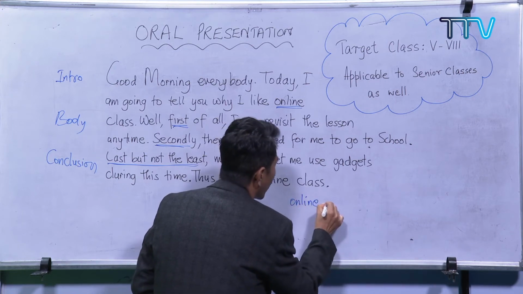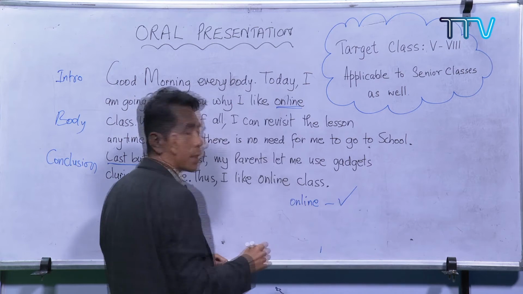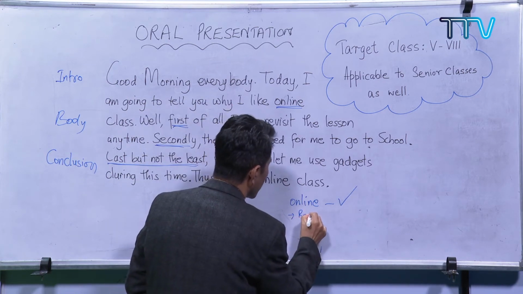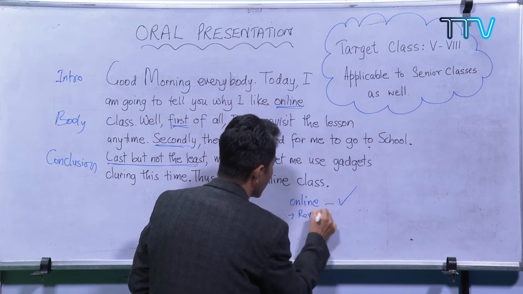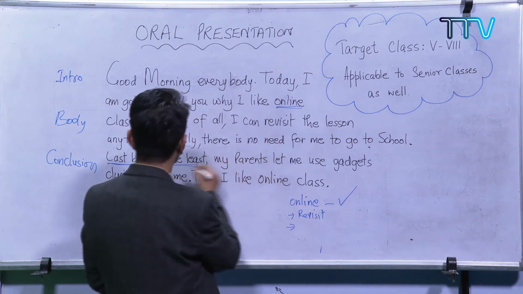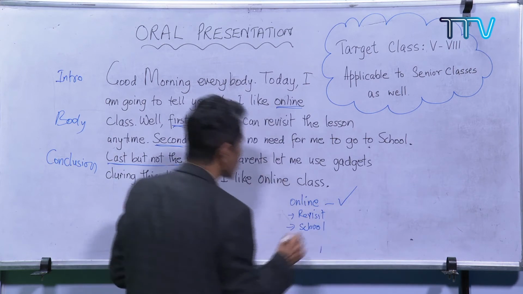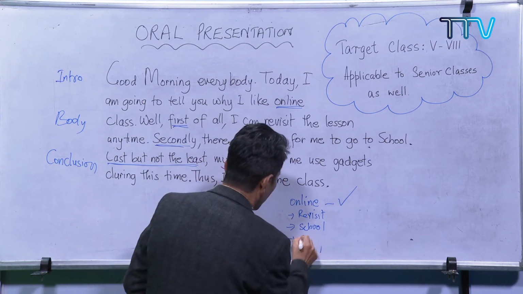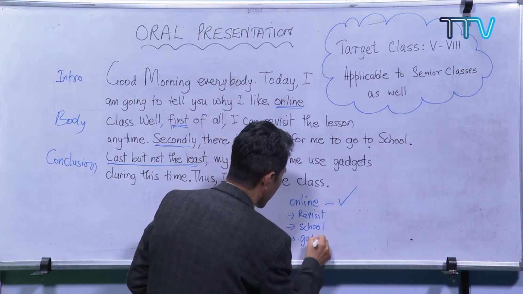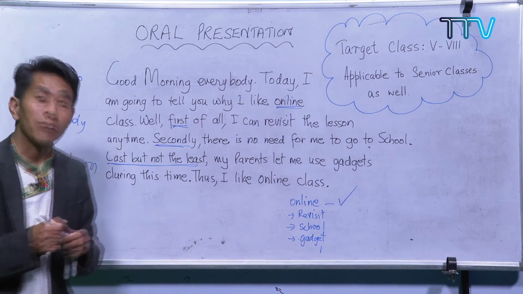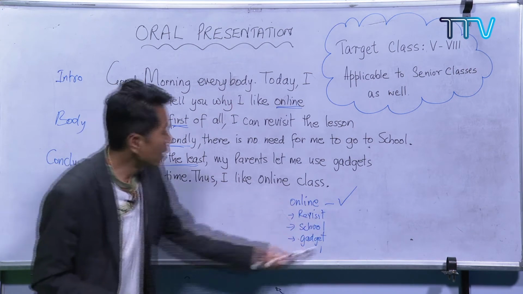Okay, online. I like this online. What are the reasons? First one, I can revisit. Second one, there is no need for me to go to school. And the third one, my parents let me use my gadgets. The gadgets are all the electronic devices. Okay. Now once you have that, okay, yes.